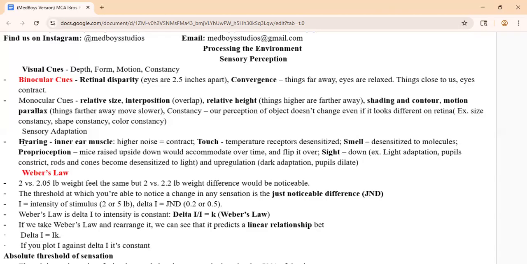For perception, we're going to talk about it more, but your body would adjust. If we look at a mouse and put it upside down, your body would actually adjust over time and flip it over. With sight, typically a physician will look at your pupil to see if it's going to contract when light comes in. That is one way that we're adapting. If there's light coming in, your pupil will contract, versus if it's dark, your pupil will dilate.